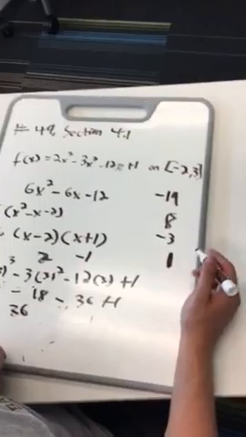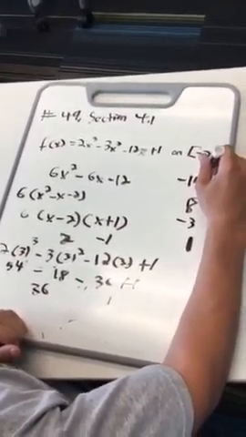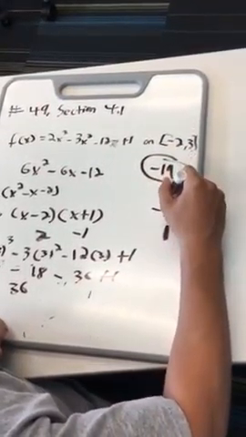So we see that our absolute minimum is negative 19, and our maximum is 8.